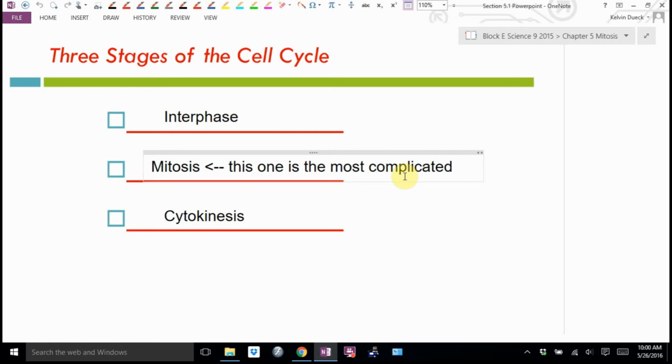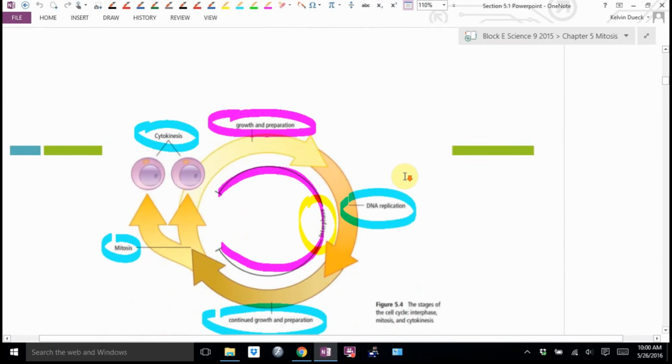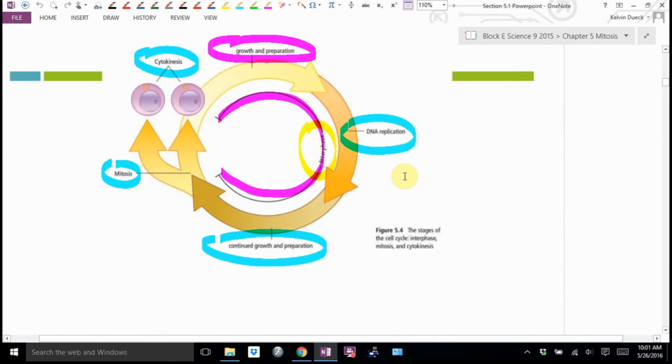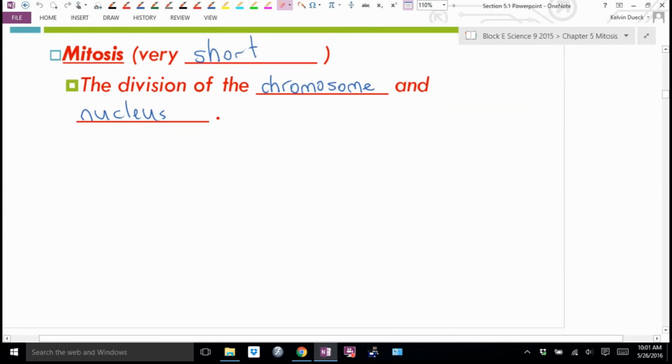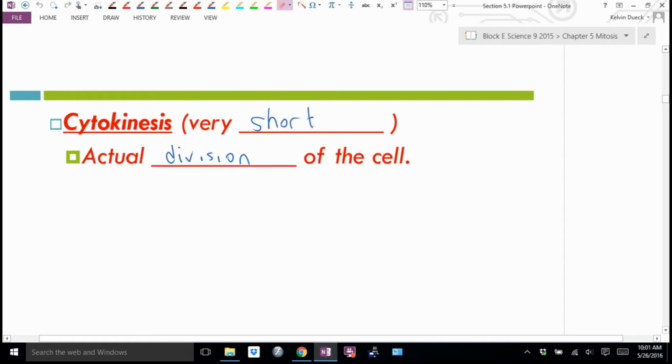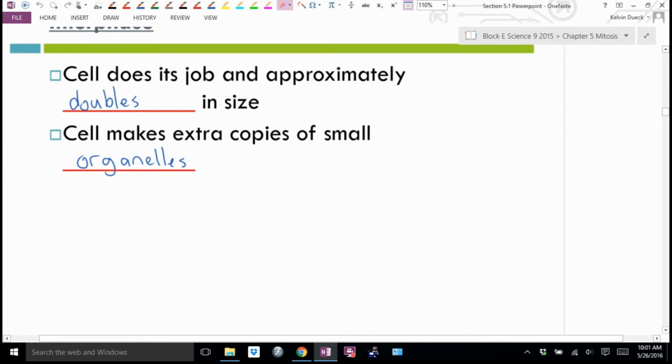The second stage, mitosis, is the process that leads all the way up to just before the cell splitting. And the third stage, cytokinesis, is the actual cell splitting. In fact, we gave you a lovely picture here. You can fill the picture in later, but the idea is that interphase was the longest section, that's why it took up so much of the circle. Mitosis is everything that happens right before the split. Cytokinesis is the split. So we said interphase was the longest stage, mitosis was very short, cytokinesis was very short, the actual division, and then we started to go into more detail.